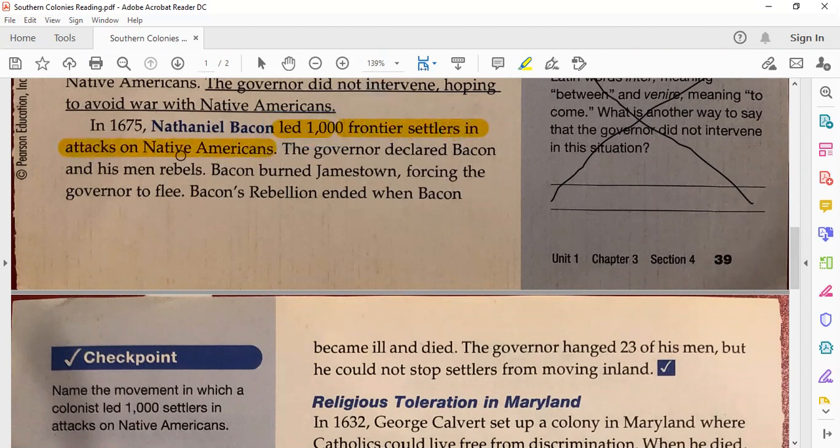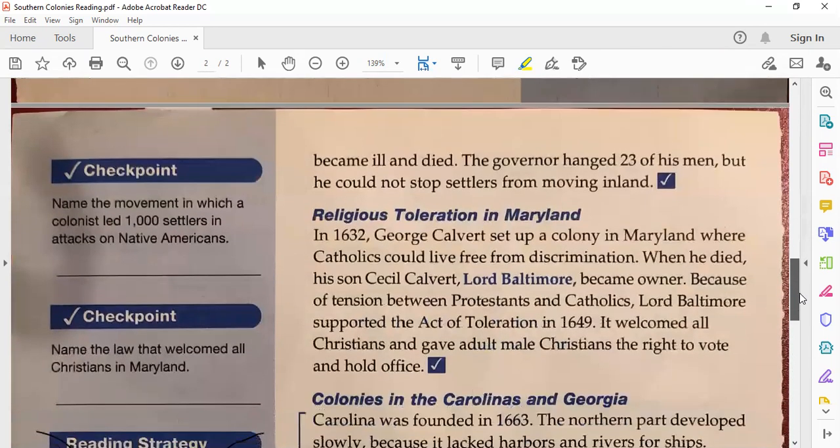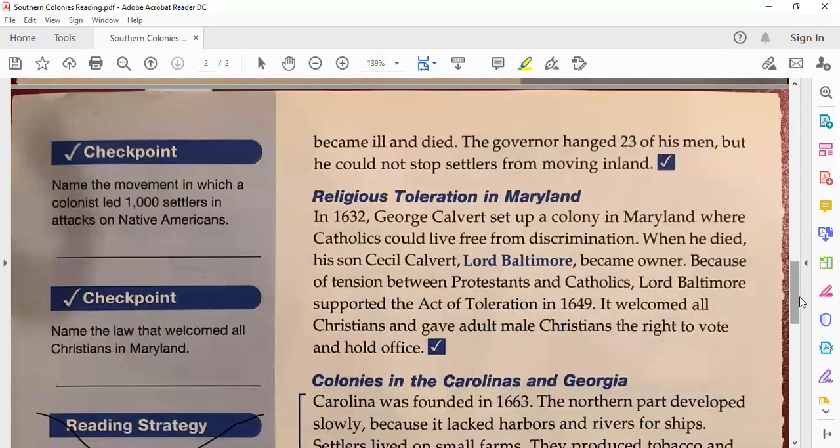The governor declared Bacon and his men rebels. Bacon burned Jamestown, which was then the capital, forcing the governor to flee. Bacon's rebellion ended when Bacon became ill and died. The governor hanged 23 of his men, but he could not stop settlers from moving inland. And so what happens is you're going to have an ongoing concern about tension between Native Americans and settlers who are trying to find more land and expand west.